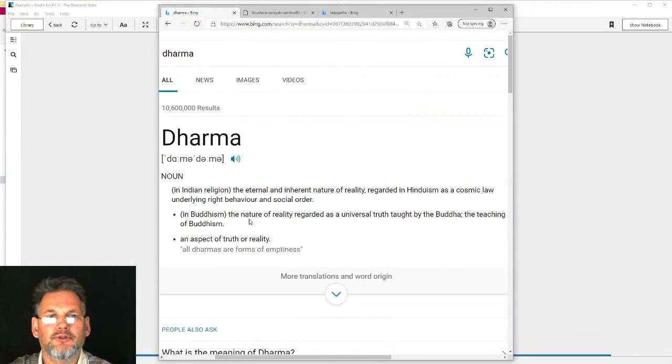Dharma, for example, in Buddhism is the nature of reality, regarded as a universal truth taught by the Buddha. So Buddha explains how reality is, and that is then the teaching of Buddhism. So Dharma is the teaching of Buddhism, whatever the Buddha said, right? That's the Dharma. How things are seen from this very high evolutionary stage where the being has cosmic consciousness and is enlightened.